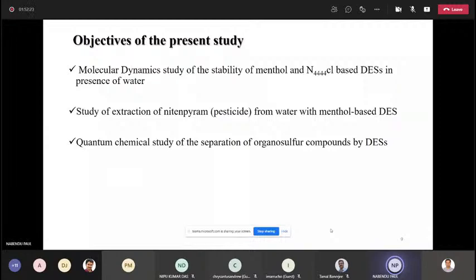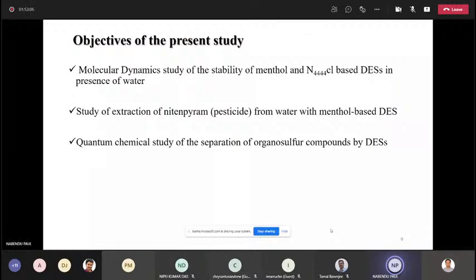So for that, the stability analysis is very important in my case. The second work is, after getting a suitable hydrophobic solvent, to go for the extraction of some pesticide or some pharmaceutical. So here I have selected nitenpyram pesticide to extract from water with the menthol based DES. And after that, the third one is using similar eutectic solvents to separate the organosulfur compounds present in the fuel oils. And this is the quantum chemical study that we have done in the organosulfur compound separation.